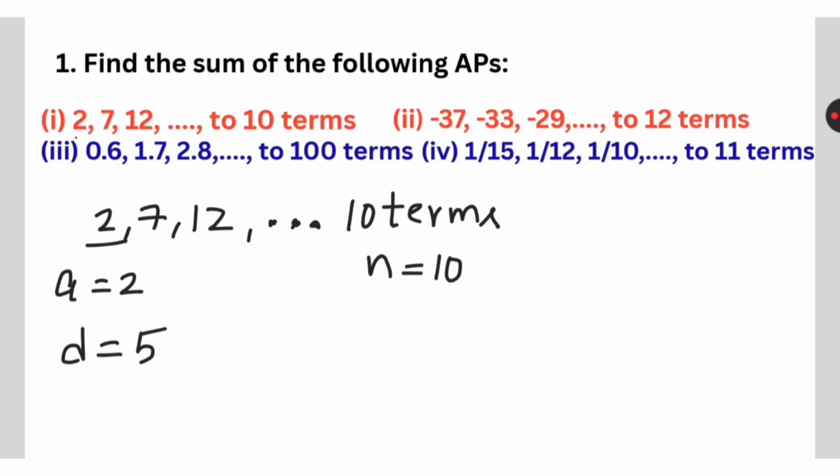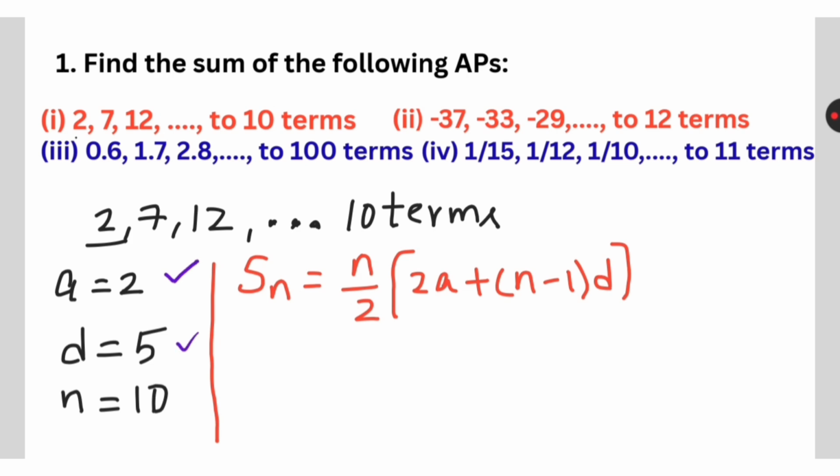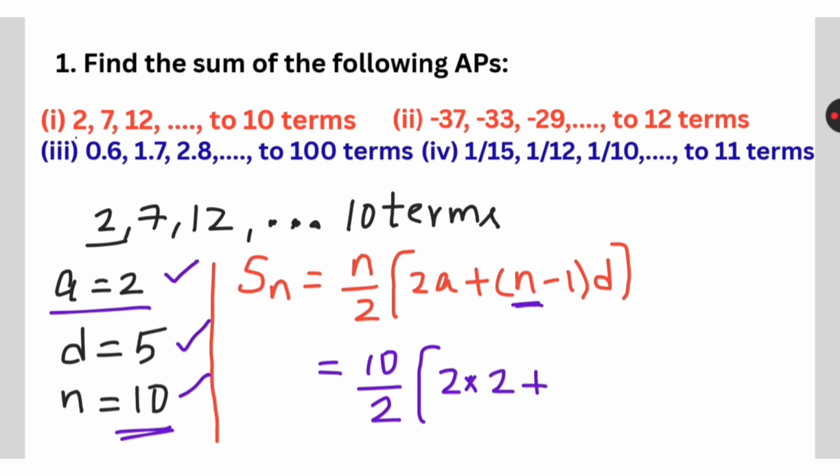What are they asking? Find the sum of the following APs. So we need to find the sum. What is the formula for the sum? Sn equal to n by 2 times 2a plus n minus 1 times d. Here substitute the first term, the common difference and the number of terms in this formula. Let's substitute it. What is n? The n is 10. So let's write 10 by 2 times 2 times a, which is the first term, 2, plus n minus 1. N is 10, so 10 minus 1 is nothing but 9. So just directly write 9 here. Then the common difference is 5.